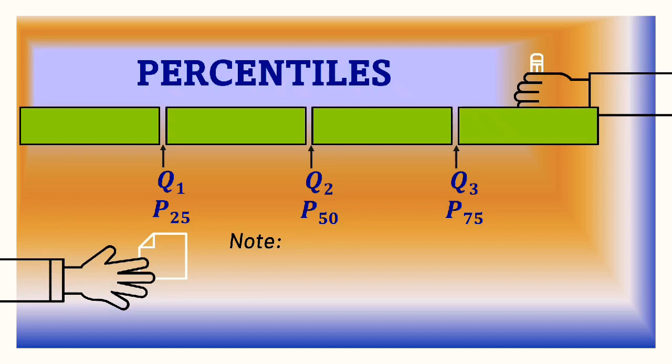And also, remember the following equality. Quartile 1 is equal to percentile 25. Quartile 2 is equal to the 50th percentile. And quartile 3 is equal to the 75th percentile.